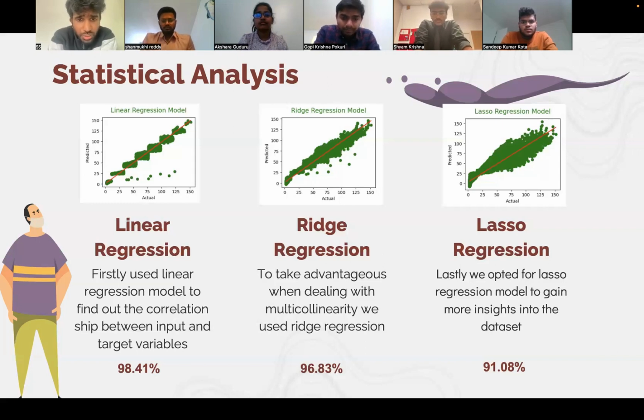So next we applied a ridge regression model, and there also we got a very good score, which is 96.883. And lastly, we applied a lasso regression model. Comparatively it was not as good a score as the previous two, but we got 91.08 in the last regression model.